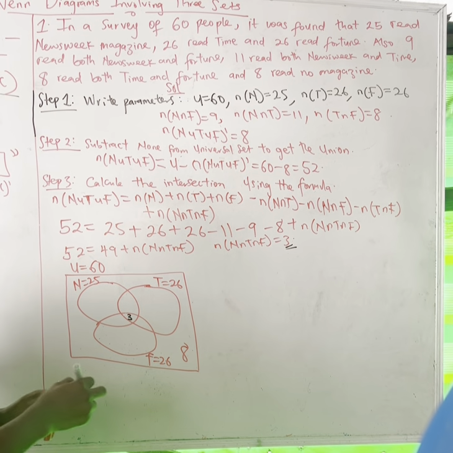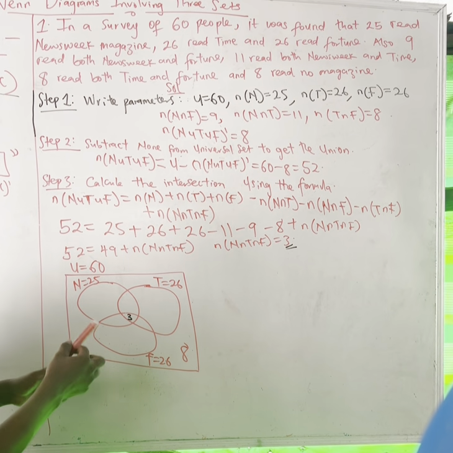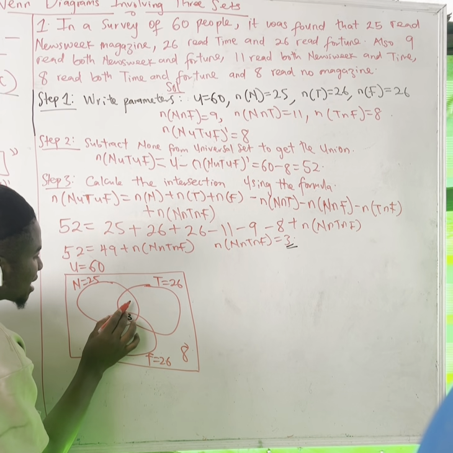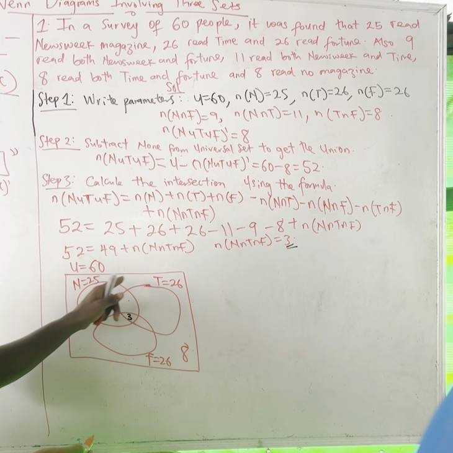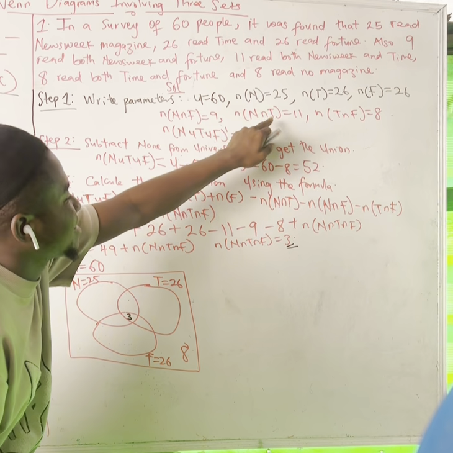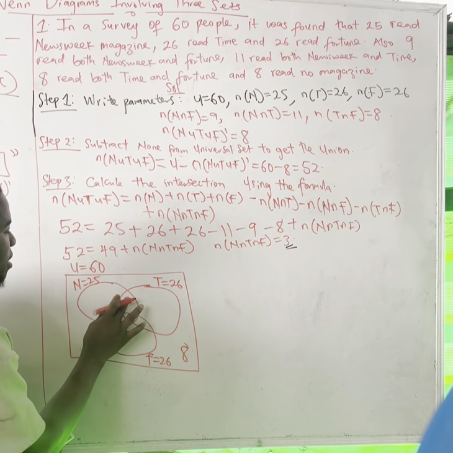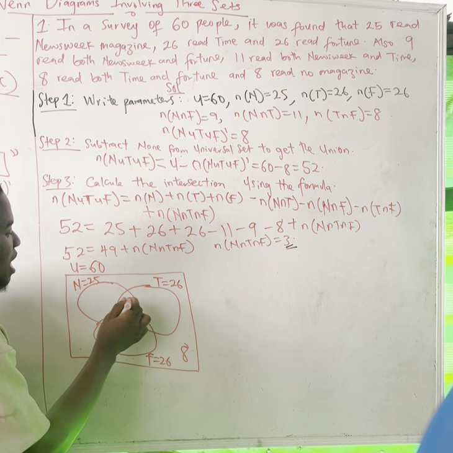So therefore, guys, I'm going to move on. If you notice this very well, the addition of this and this is going to give you N intersection T. My N intersection T is 11. So this simply means that this plus something here is going to give me 11. So this one is 8.